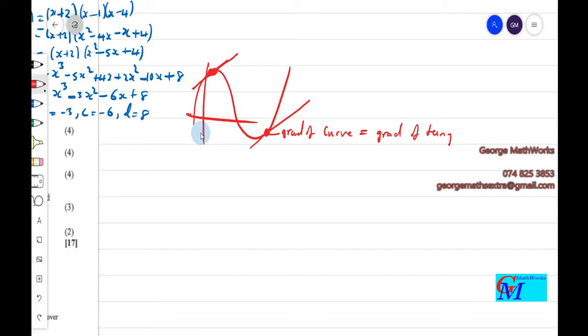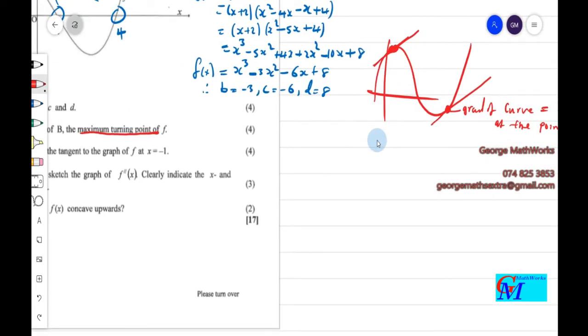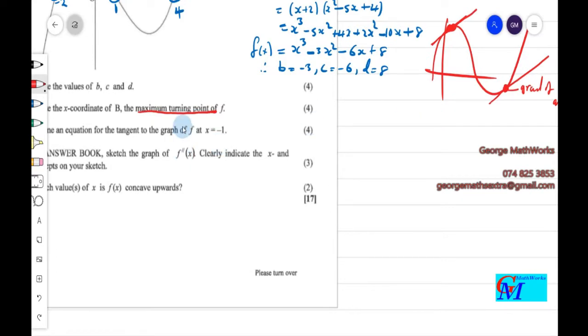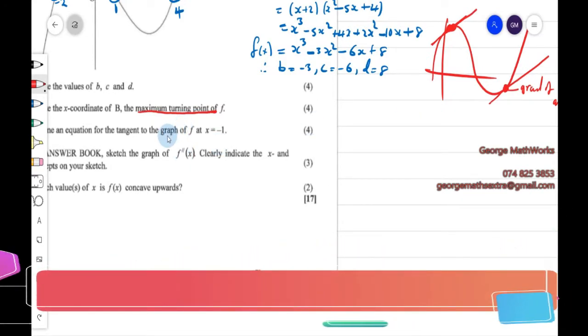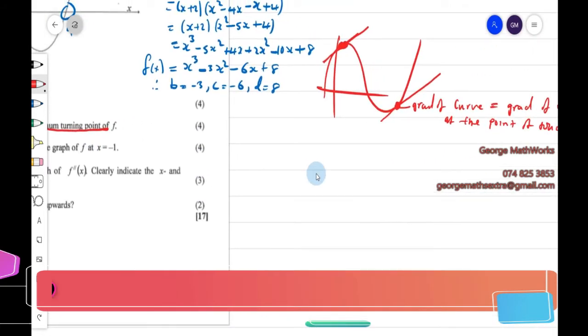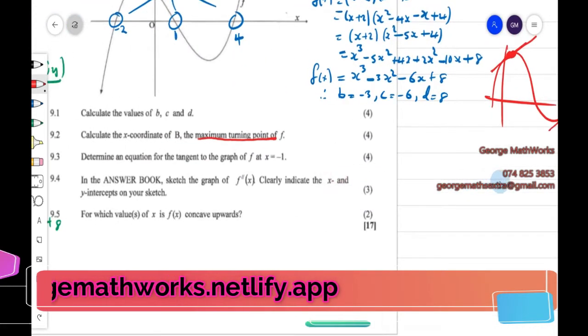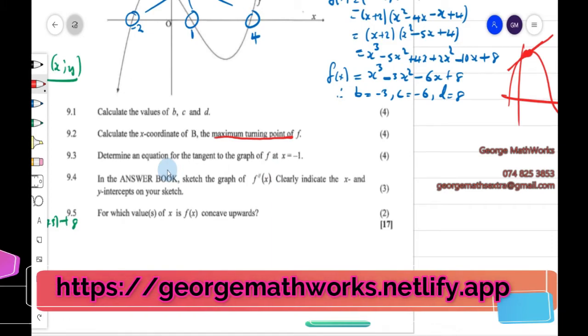The gradient of the function or the curve will be equal to the gradient of the tangent at the point of touch, where these two touch there, they have the same gradient. So if we are to determine the equation of a tangent to the graph of f at x equals -1, now there are words we need from here. Determine the equation of the tangent.